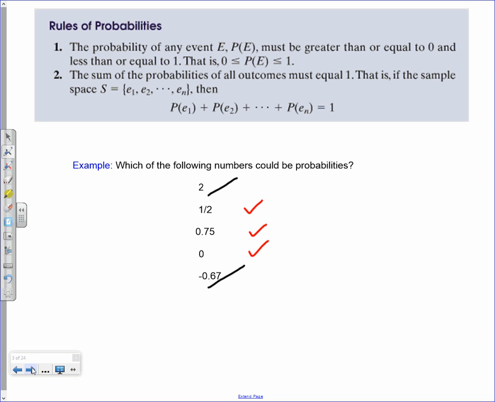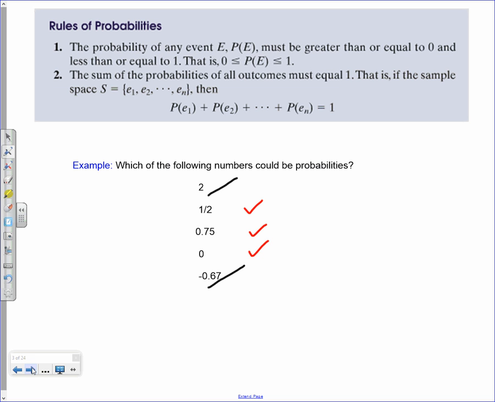So the rules of probability. The probability of any event has to be between 0 and 1 inclusive, okay? So it can't be less than 0, can't be more than 1. Because we're thinking of probabilities usually as decimals. We're thinking of them as proportions, or you could think of them as percentages if you wanted to, and then they would be between 0 and 100%. But as proportions, as the decimal, they're going to be between 0 and 1.